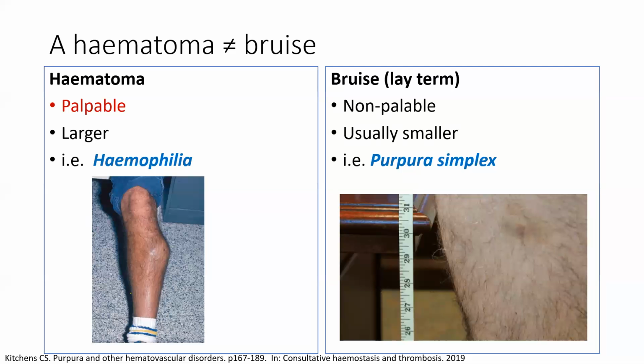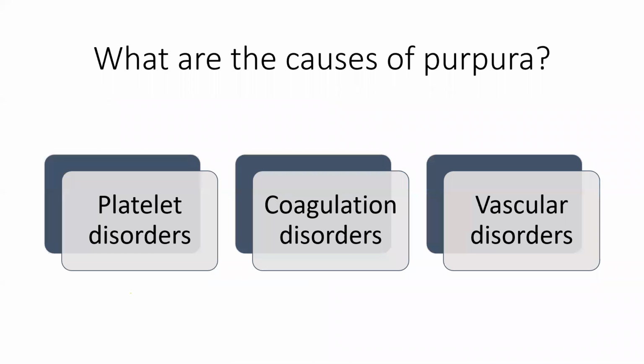Now, a hematoma and a bruise are not the same thing. First of all, a bruise is a lay term, whereas a hematoma is a medical term. It refers to a palpable lesion, and there's actually bleeding between tissue planes. They're generally larger, and we see them, for instance, in hemophilia, whereas a bruise is a non-palpable lesion. It's smaller, it's a lay term, it's the day-to-day bruising that we all have.